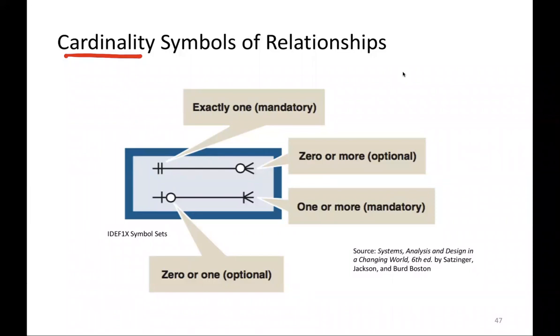If you use this notation for the double bars, we refer to exactly one, which is mandatory. If you use a circle with three small lines coming into it, we refer to zero or more, optional. If you use a plus on a circle, it means zero or more. There's zero or one, that's optional. If you use a bar and three lines coming into it, we refer to one or more cardinality, which is mandatory.